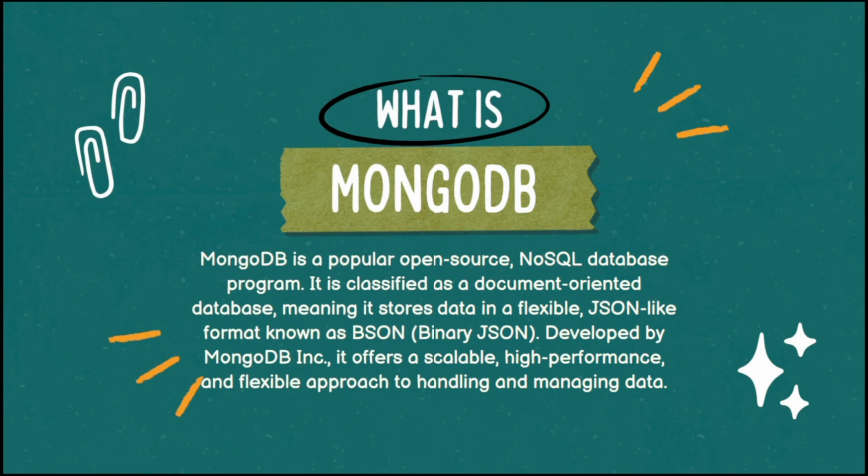We studied JSON, JavaScript Object Notation, in previous videos. Similar to that, we have the binary JSON format. That means JSON format data is converted into binary format, which the computer understands easily, and this is the format MongoDB uses to store the data. MongoDB is developed by MongoDB Inc., the company itself, and it offers a scalable, high performance and flexible approach to handle and manage data.